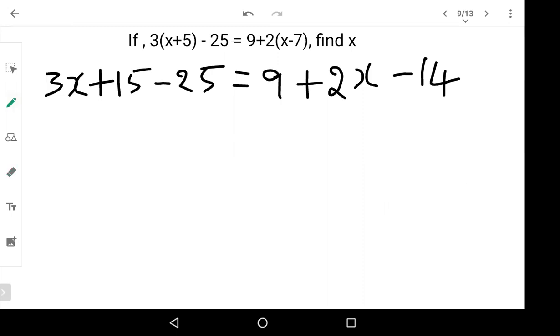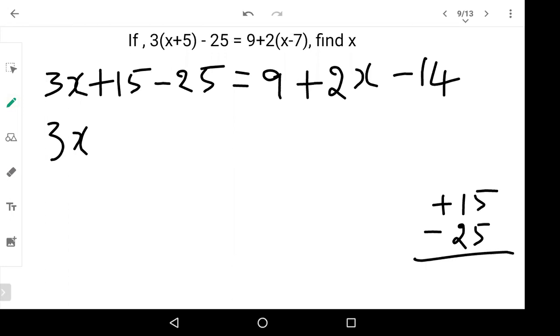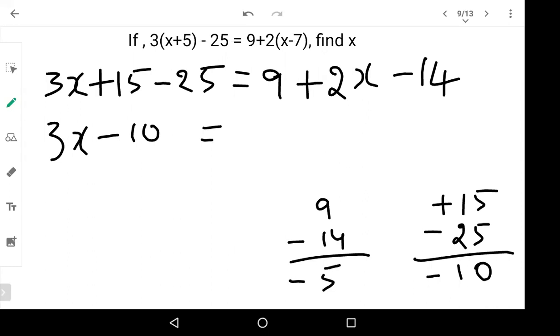Now the next step is just the simplification. So I'll keep 3x as it is. Plus 15 minus 25 will give me how much? Yeah, x is equal to 5. See me the answer here. Plus 15 minus 25 will give me minus 10. Okay, so minus 10 is equal to, again here, 9 minus 14. How much do we get? Minus 5. So 2x minus 5.